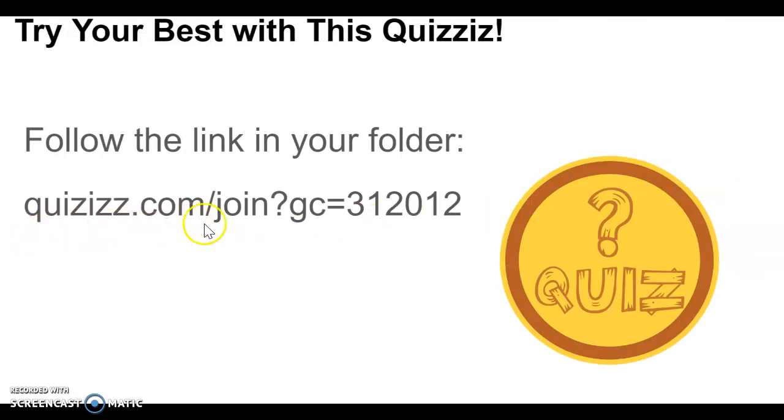There's a link that's in your folder. This is the link. And you can go onto Quizizz. It's really fun. It tries to keep track of your points, and it talks about how other people are doing, and it's a fun way to measure your thinking. So I want you to go onto this link in your folder right after this and take the quiz. All right, good luck, guys.